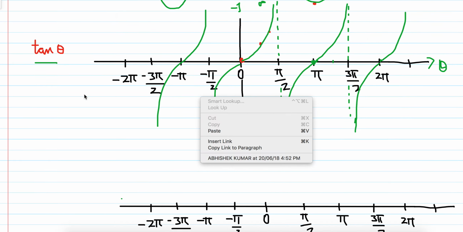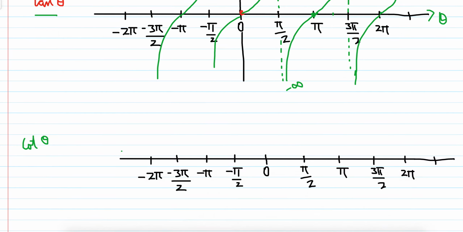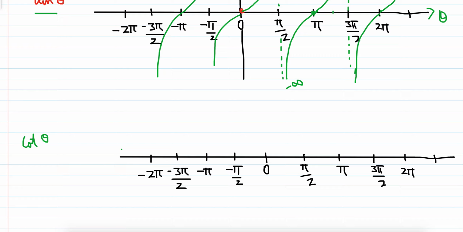And now we will plot for cot theta. So here for cot theta it's cos theta divided by sine theta. So at pi by 2 cos is 0, sine is 1. So here it will be 0. And at a value just more than this, sine is 0. So denominator is 0. So it will be positive infinity.